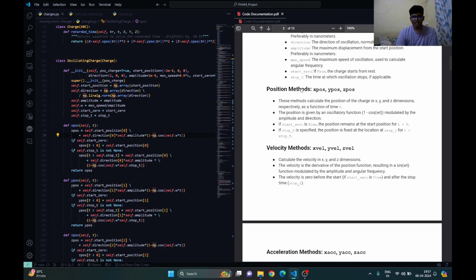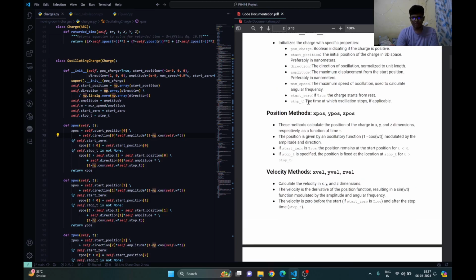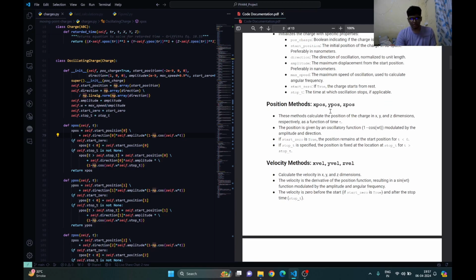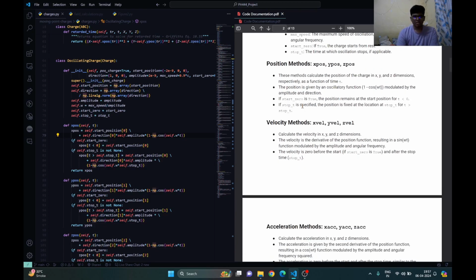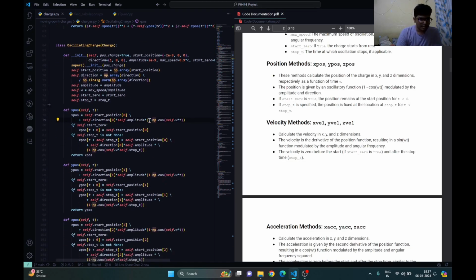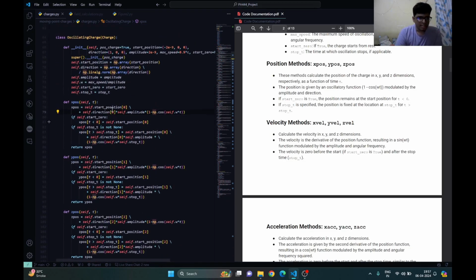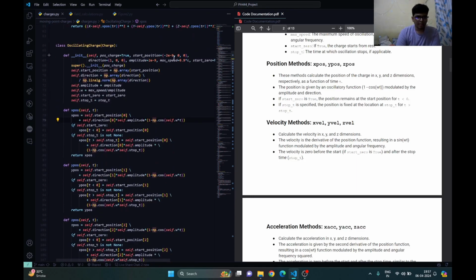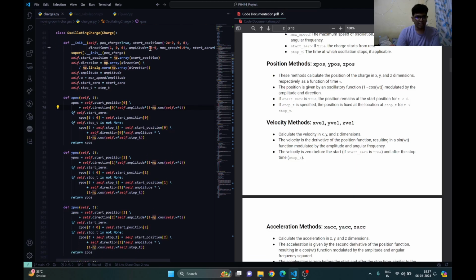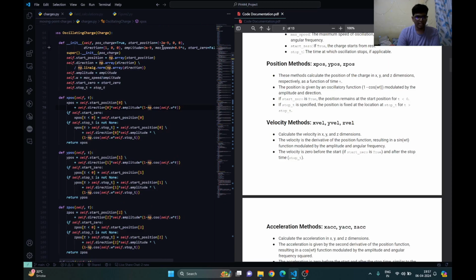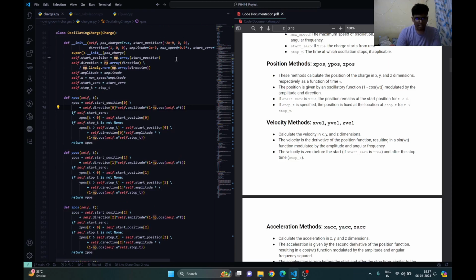And then if applicable, the stop t will decide at what time the oscillation stops and when you want to stop the animation as well. So as explained, in this example here, the start position is defined to be minus 2 nanometers in the x direction, and the direction of oscillation is the x direction as mentioned here, and the amplitude of oscillation is again 2 nanometers, and the max speed is defined to be 0.9 the speed of light.